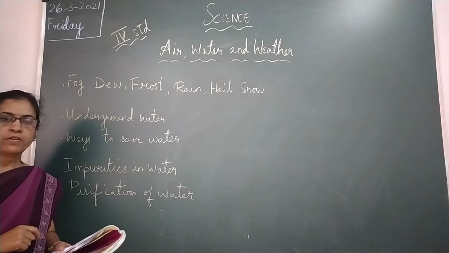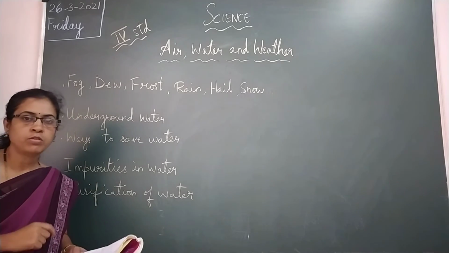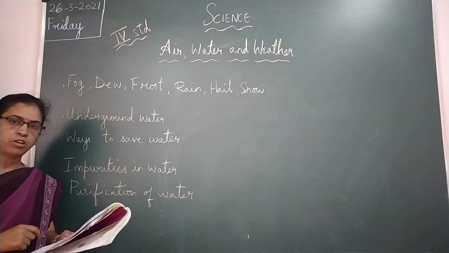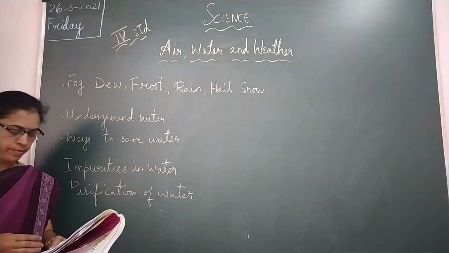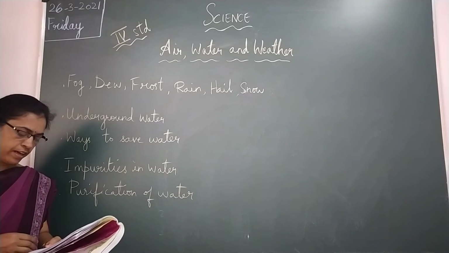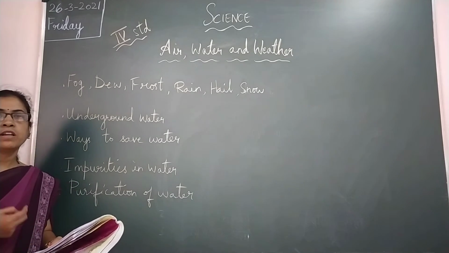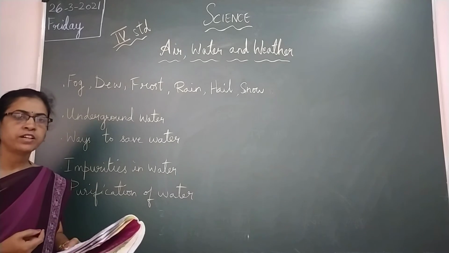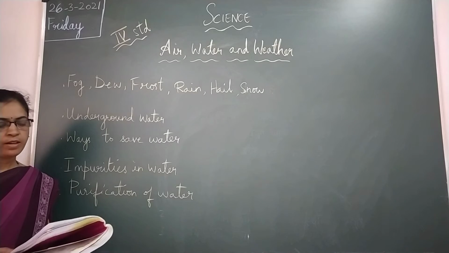And then what is rain? Water vapor condenses and falls to the ground in the form of water drops. In the form of water drops, it is called rain. So you all know how rain is formed. And then next is hail. Hailstones. When raindrops pass through very cold regions of the atmosphere, they freeze and become hail.